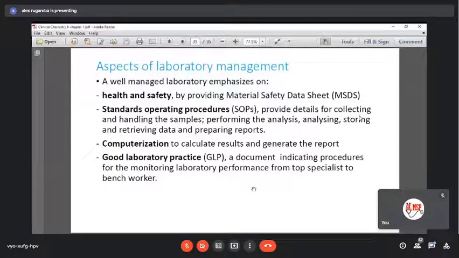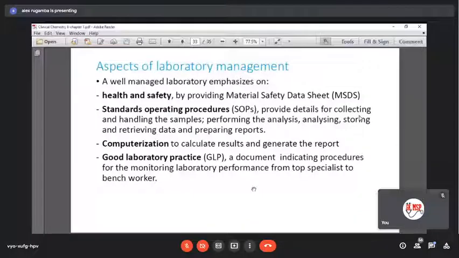So this is laboratory management, health and safety, providing the material safety sheet. This is what they call the material safety data sheet. This is a sheet which will indicate the safety and health information. I told you about the standard operating procedures, SOPs. I told you about computerization, how to calculate results and how they generate the reports. And there is good laboratory practice.